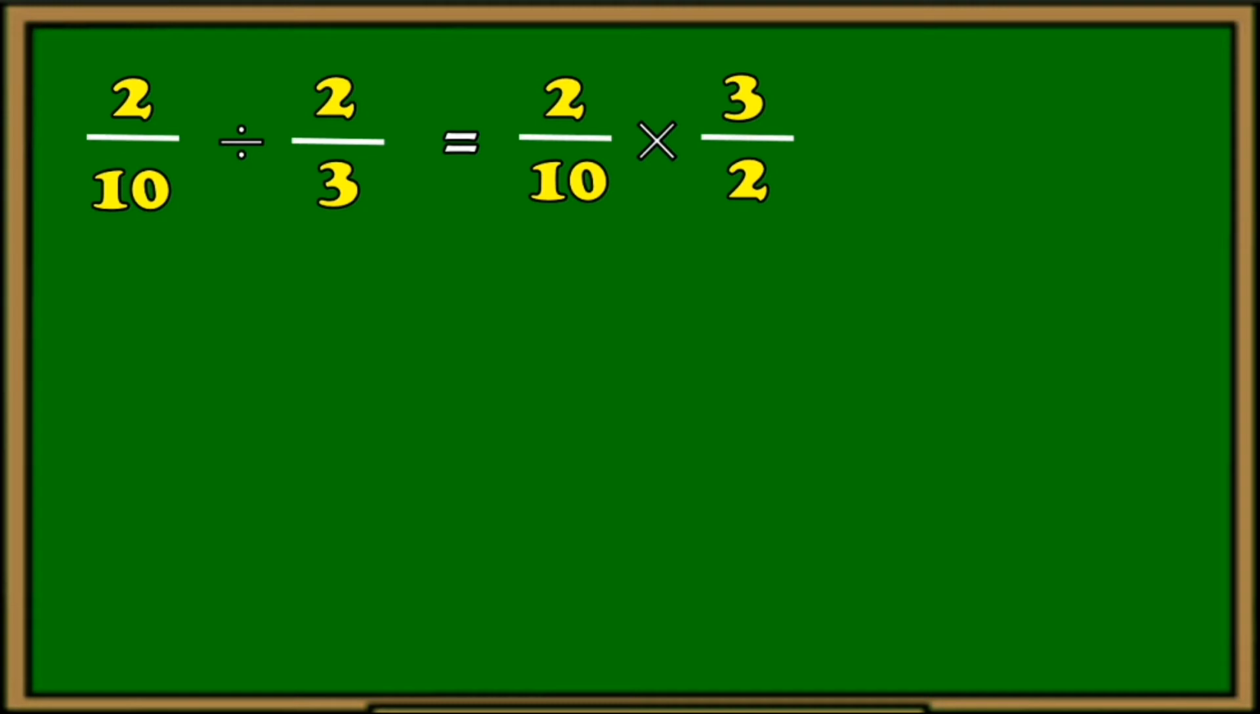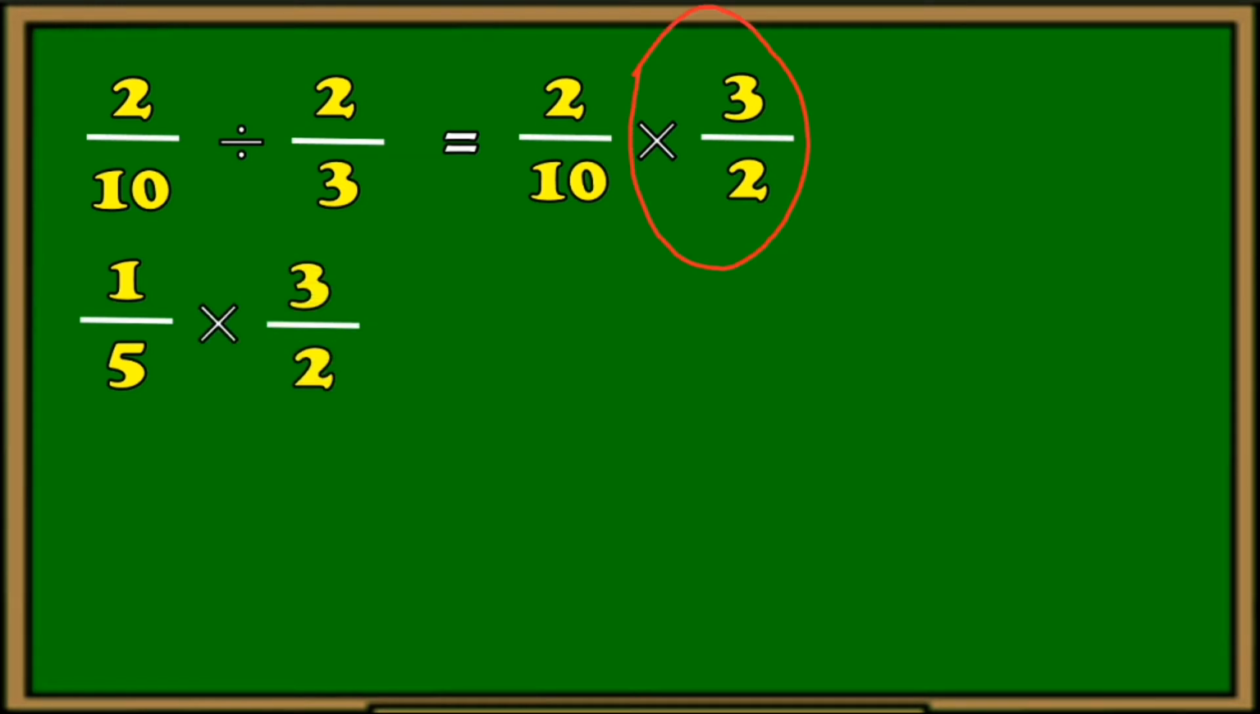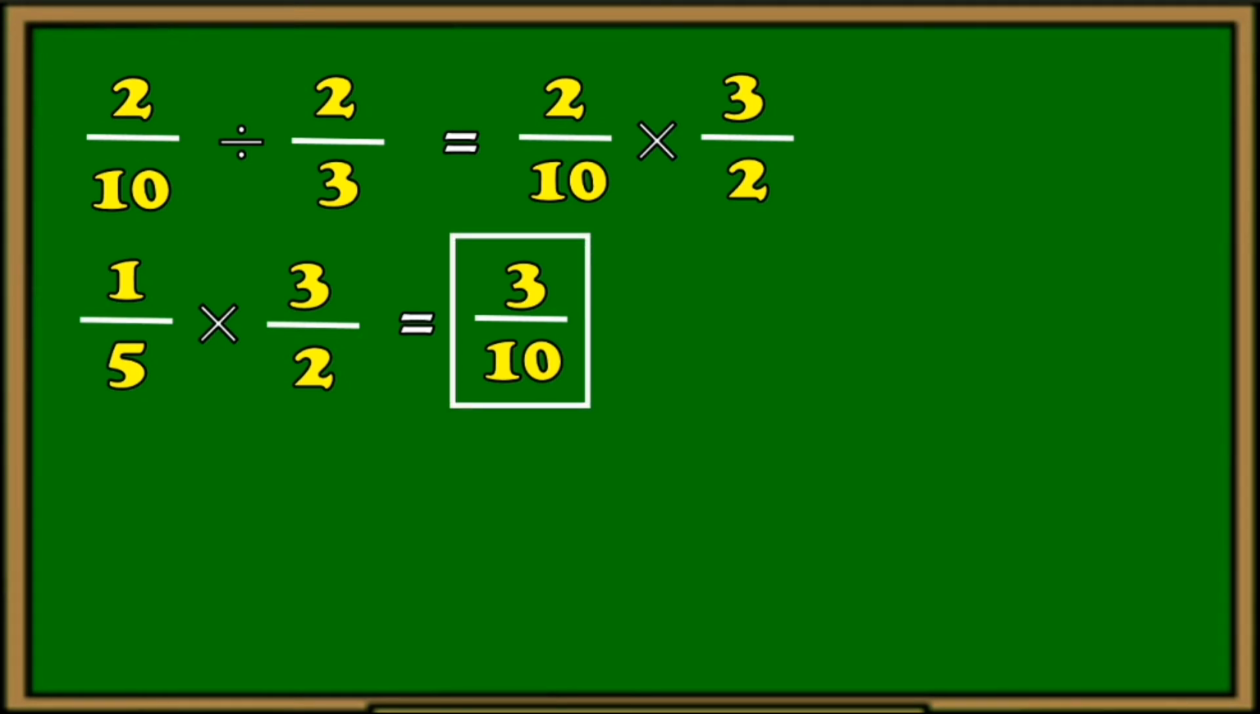Now we have 2 over 10 times 3 over 2. Next, we need to simplify the given. 2 over 10 can be simplified as 1 over 5. And let's just copy the rest since 3 over 2 is already in its simplest form. Now we can proceed to multiplication. Numerator times numerator, that is 1 times 3 is 3. And denominator times the denominator, 5 times 2 is 10. Our final answer, 3 over 10.